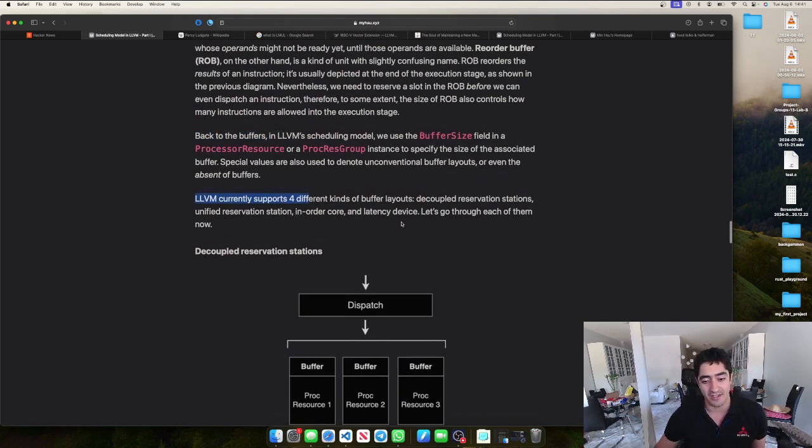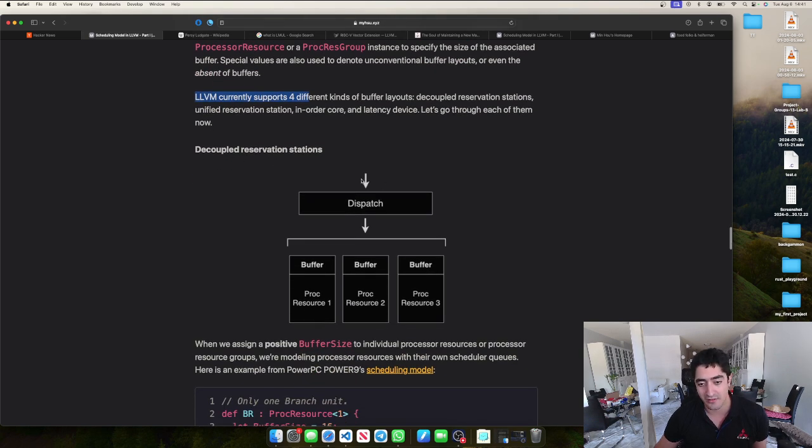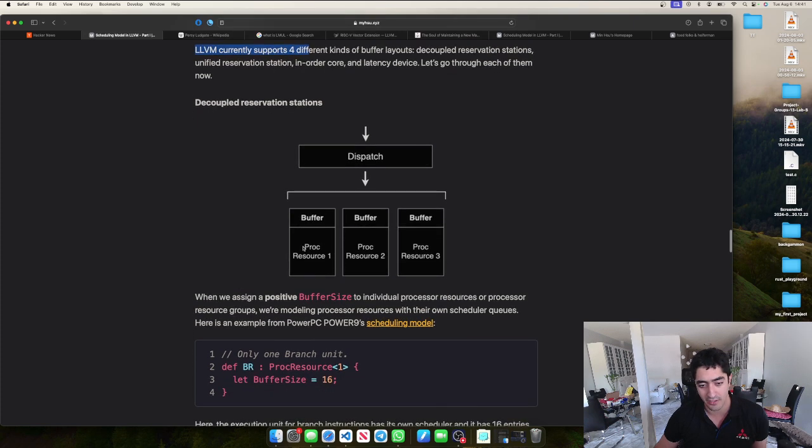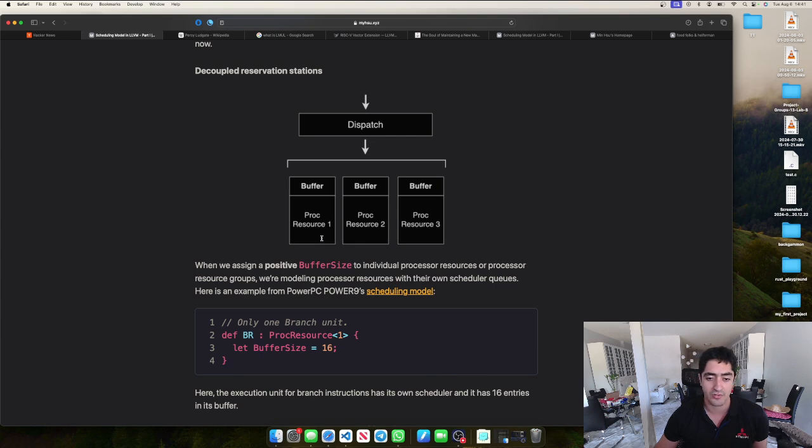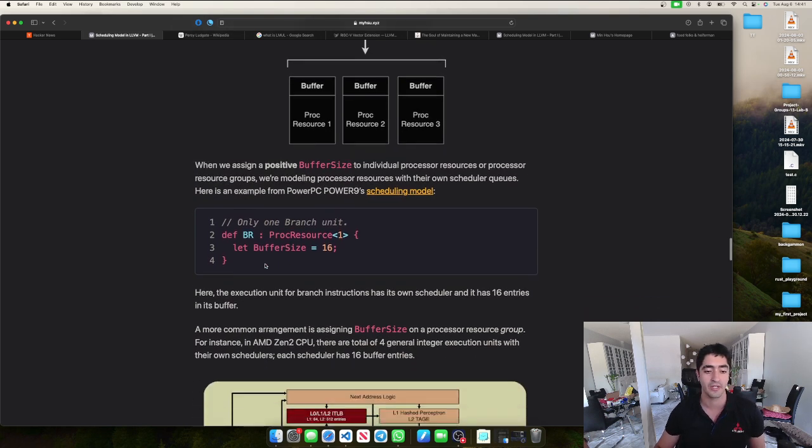Okay. All right. Decoupled reservation stations. So we go from this to dispatch, and then you buffer it, and then you have processor resource 1, processor resource 2, processor resource 3. When we assign a positive buffer size to individual processor resources or processor resource groups, we are modeling processor resources with their own scheduler queues. Here's an example from PowerPC Power9's scheduling model. Only one branch unit is defined. Processor resource, let buffer size be 16.